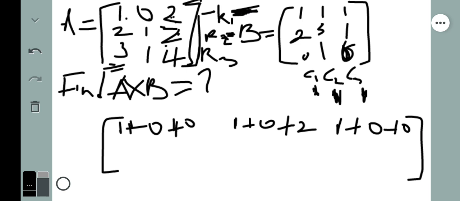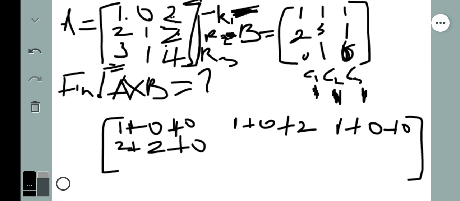So row 2 multiplies column 1. What do you have? That will be 2 times 1 plus 1 times 2 plus 2 times 0. So 2 times 1 gives me 2, plus 1 times 2 gives me 2, and 2 times 0 gives me 0. That's row 2 multiplying column 1.